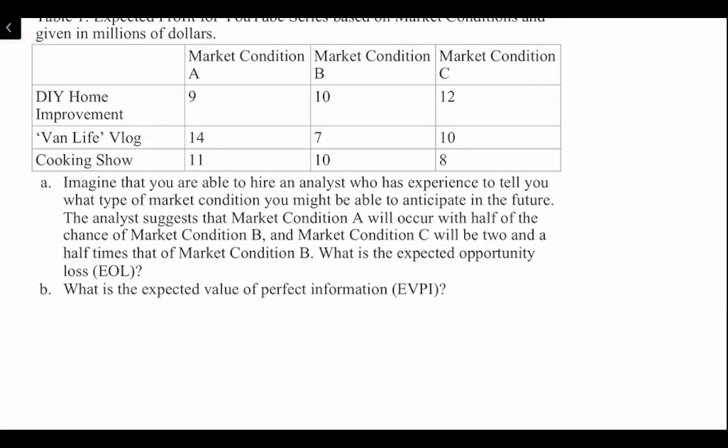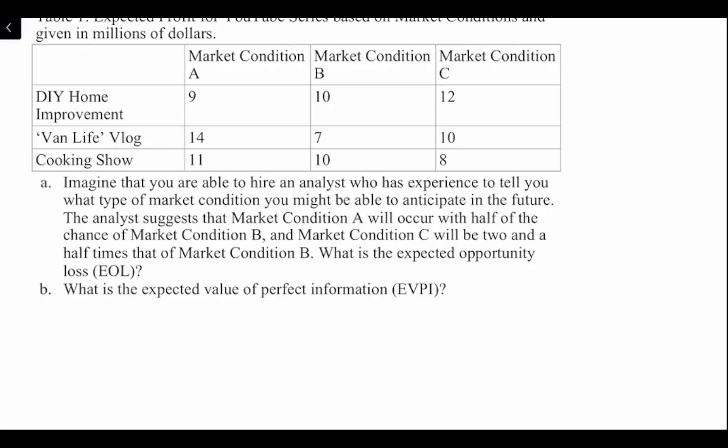So A, imagine you're able to hire an analyst who has experience to tell you what type of market condition you might be able to anticipate in the future. The analyst suggests that market condition A will occur with half of the chance of market condition B, and market condition C will be 2.5 times that of market condition B. And then it's asking us, well, what is the expected opportunity loss?